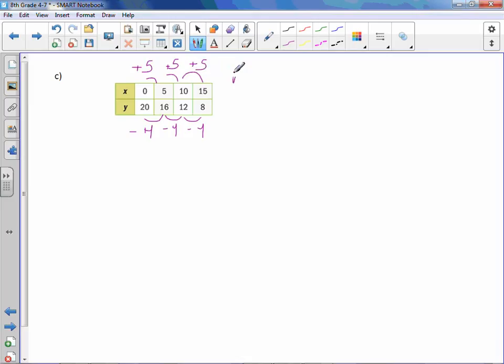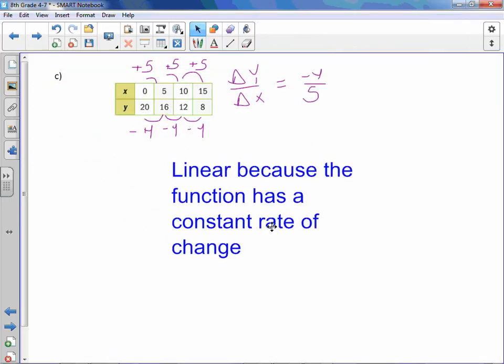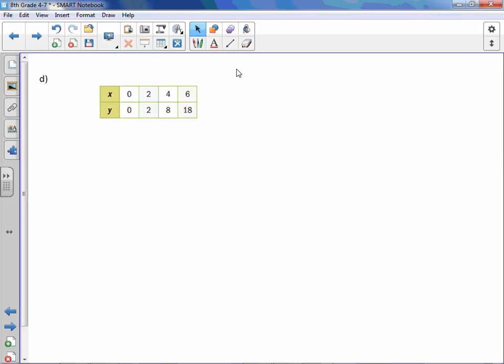So our rate of change is the change in y over the change in x, which is negative 4 over 5. We could change that to a decimal or just leave it as a fraction. Because it has a constant rate of change, our function is linear. Letter D.